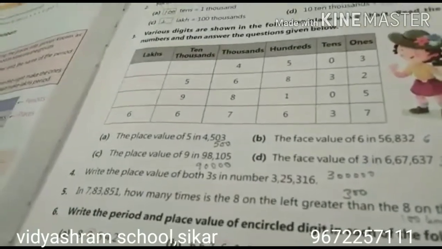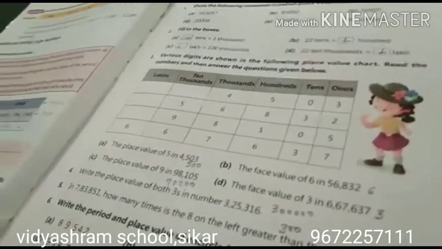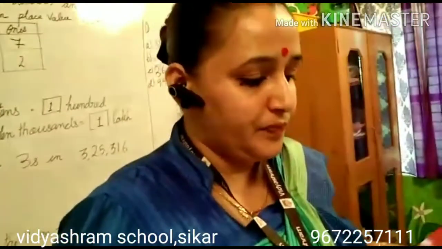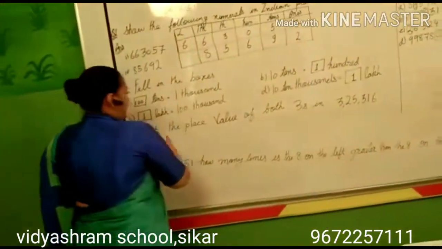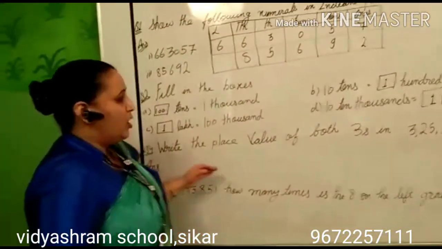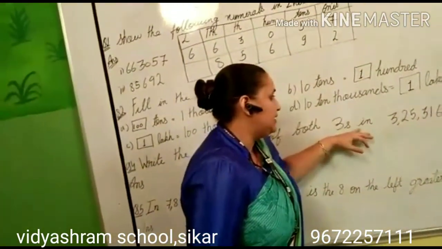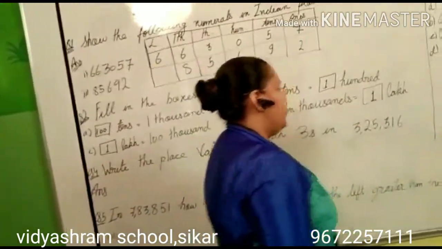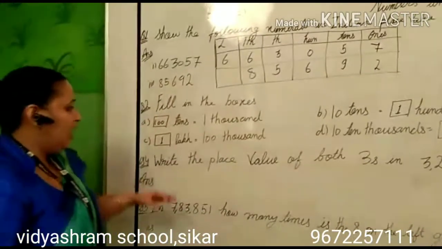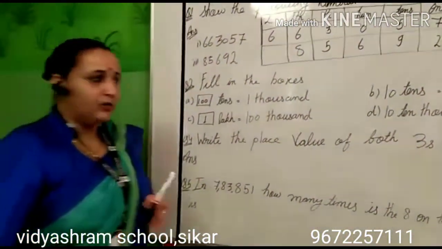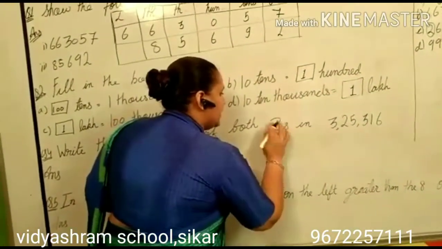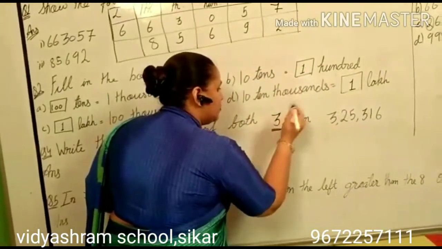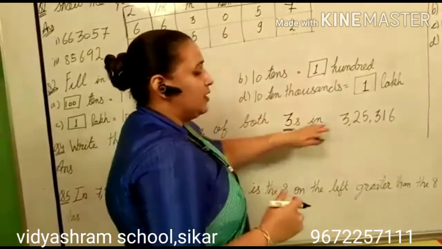So I am going to start the next question, question number 4, and you can also come with me on the blackboard. We have to solve it. Write the place value of 3s in this number. The question's demand is that you have to write the place value. A number is given to you, and they are asking about the number 3. We have to tell the place value of 3.